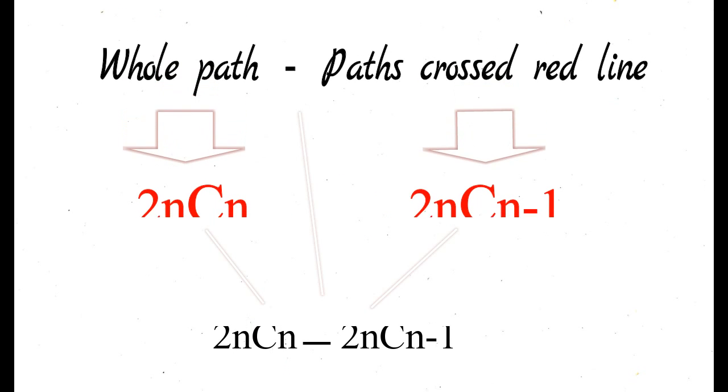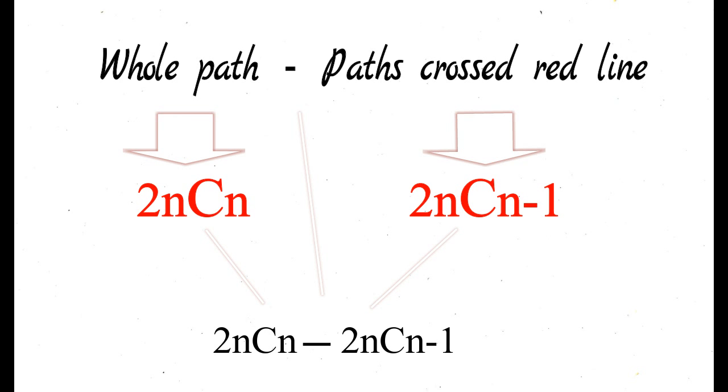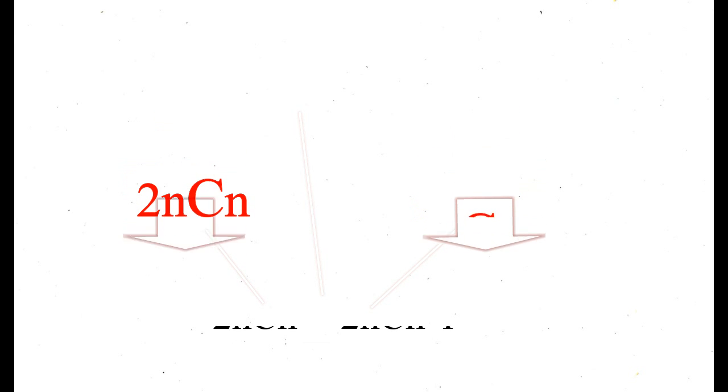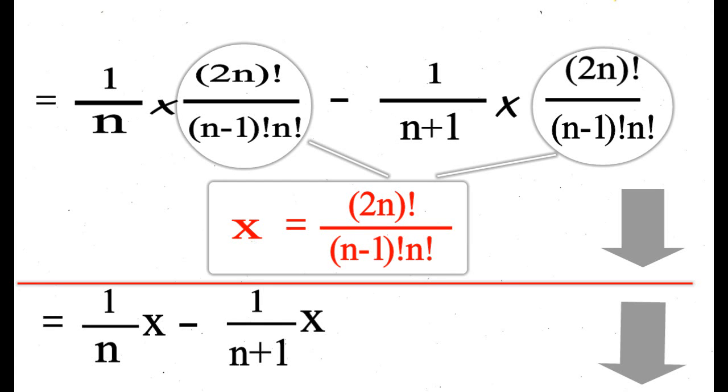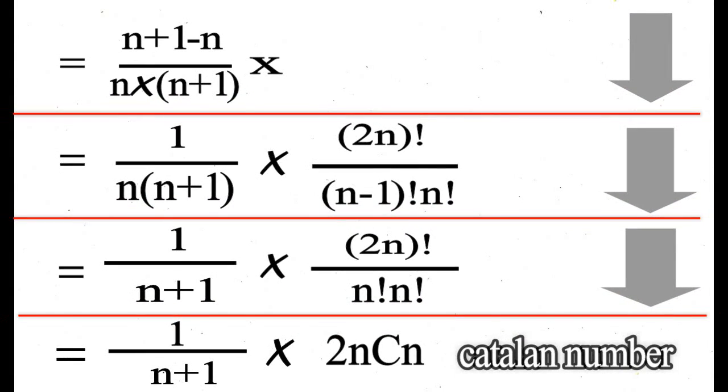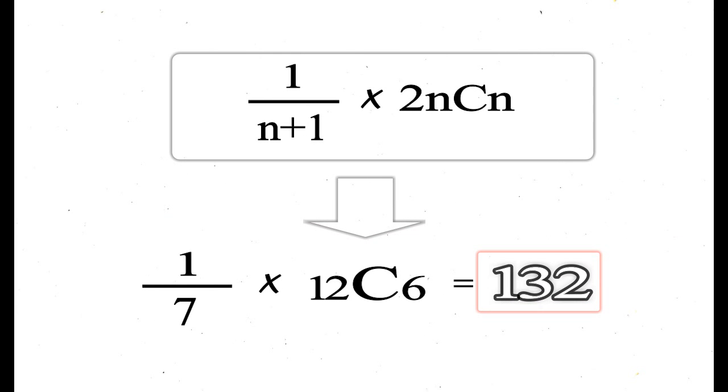Now you can find the Catalan number with 2nCn minus 2nCn minus 1. Now we found the number of fastest paths that do not cross the red line.